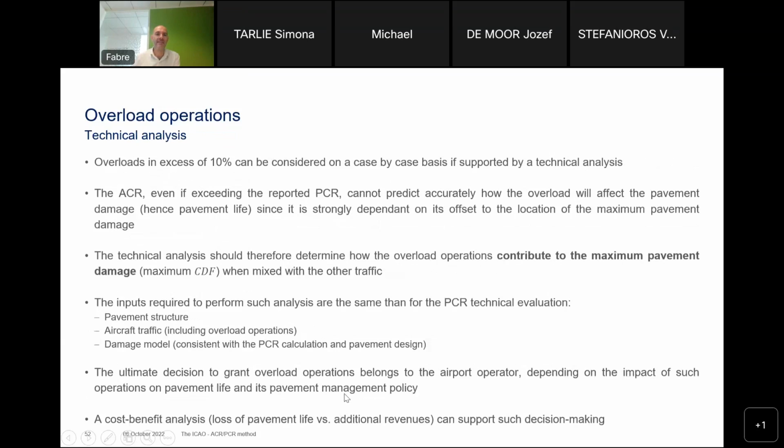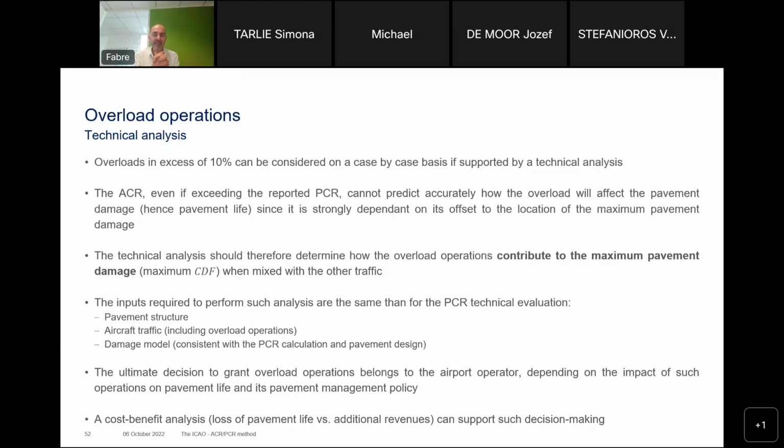So, in the case of overloads in excess of 10%, we will see that it is needed to perform a technical evaluation. And for this technical evaluation, the inputs required are exactly the same as the ones used for the PCR evaluation, that is the pavement structures, the aircraft traffic including obviously the overload operations, and the damage model, which has to be consistent with the PCR calculation and the pavement design.